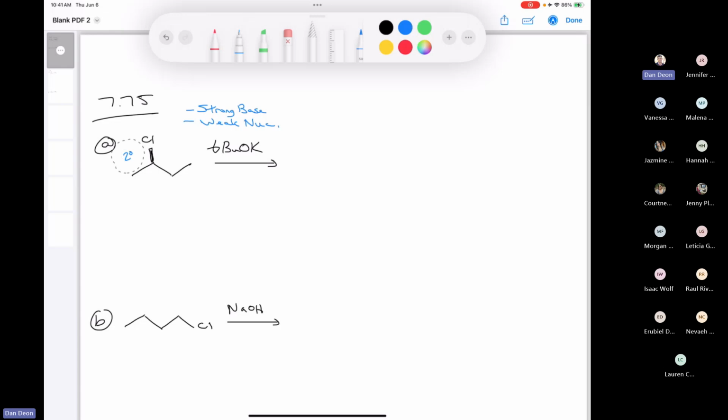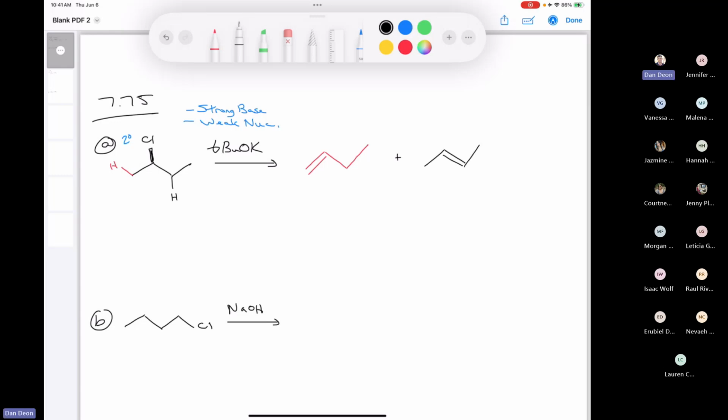And we have two types of beta protons here. I'll just scribble this one in red. And then we also have these ones in black here. We have those two types of protons. If I pulled off the proton in red, I would end up with this alkene. It's going to look like that. And if I pull off the one in black, I'm going to end up with something that looks like this.